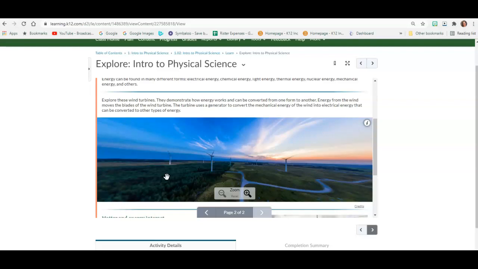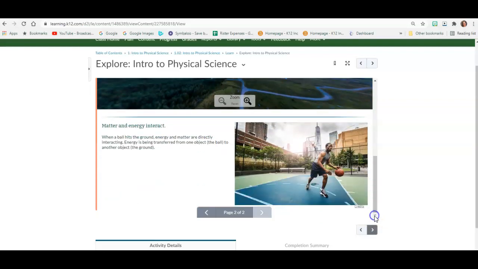So explore these wind turbines. They demonstrate how energy works and can be converted from one form to another. Energy from the wind moves the blades of the wind turbine, and then the turbine uses a generator to convert that mechanical energy of the wind into electrical energy, and that can be converted to other types of energy. So it's pretty interesting. Matter and energy interact. When a ball hits the ground, energy and matter are directly interacting. Energy is being transferred from one object, the ball, to another object, the ground.